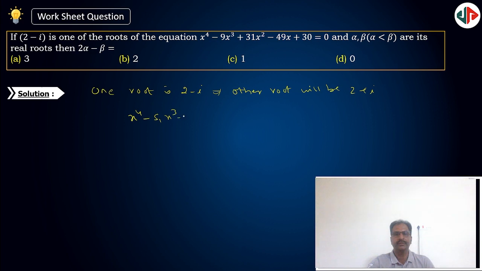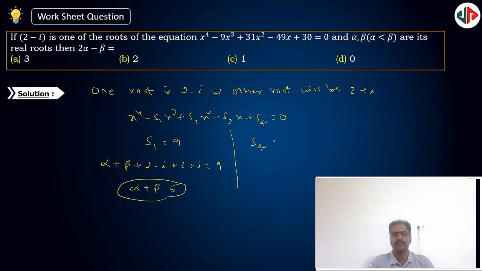By comparing the given equation with the standard equation like this, what will be S1? 9. S1 is nothing but the sum of all the roots: alpha plus beta plus 2 minus i plus 2 plus i, which is 9. From this you get alpha plus beta as 5.